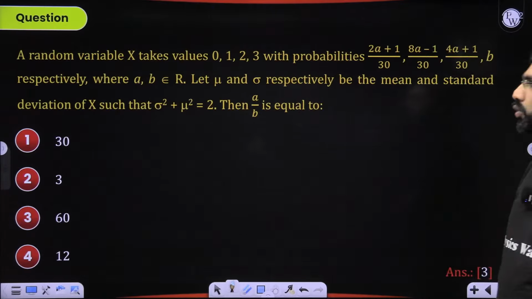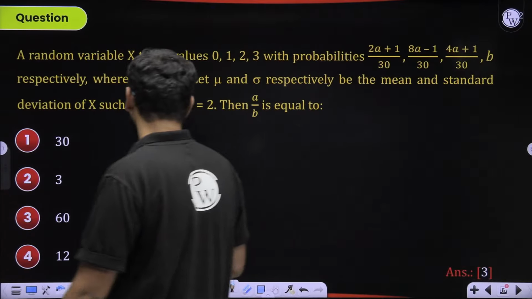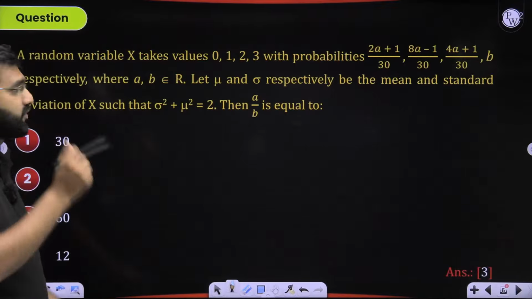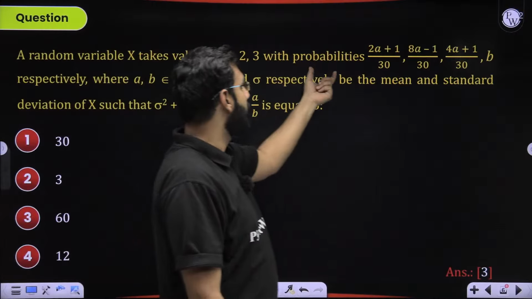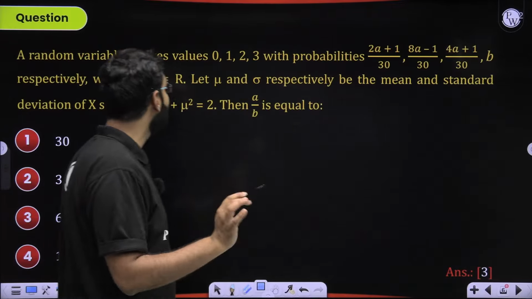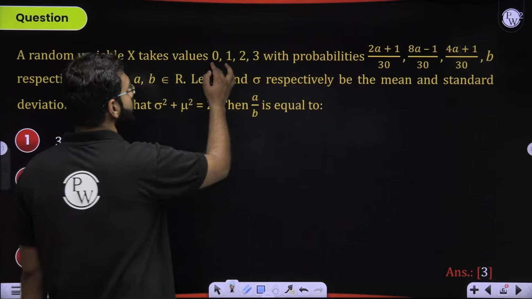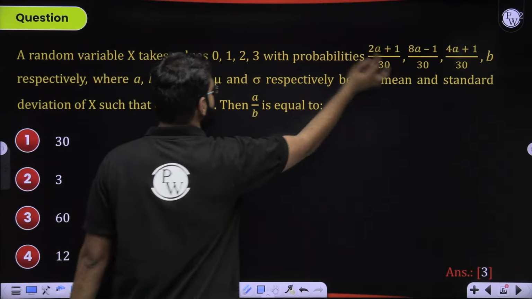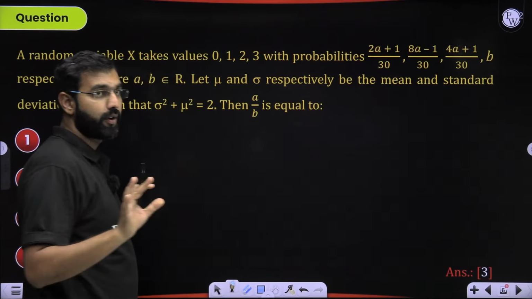Now let's solve the next question. A random variable x takes values 0, 1, 2, 3 with probabilities 2a plus 1 by 30, 8a minus 1, and so on. So 0 is associated with this, 1 is associated with that, 2 with 3. I hope you're seeing it very clearly.